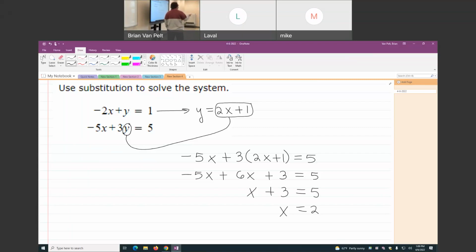And then if I want to get y, what's the easiest way to go back and get y? Plug it in for x, but the easiest place is going to be where you already solved for y. So you're going to use the equation y equals 2x plus 1, and you will replace that x with a 2. And so my y is equal to 5.